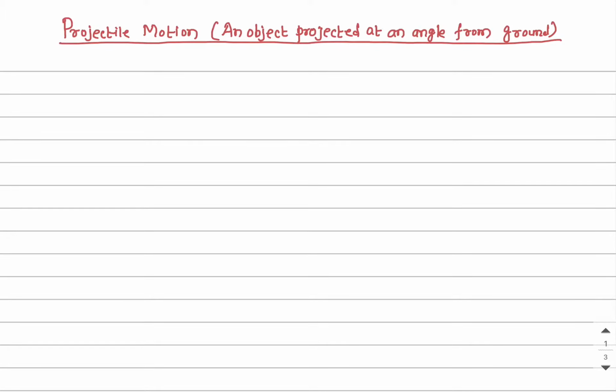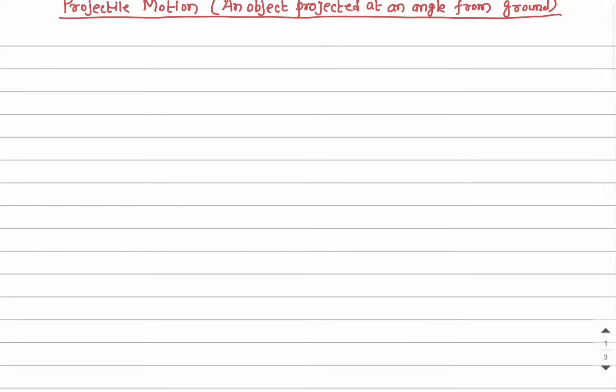In this video, I'll be talking about the projectile motion where an object is launched from ground. The projectile is an object which is thrown into the space. It could be a ball, it could be a stone, it could be a missile, it could be a bullet. So let's talk about the motion of the projectile.